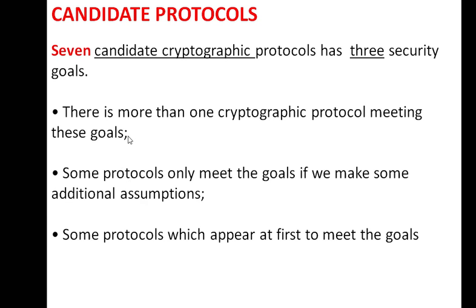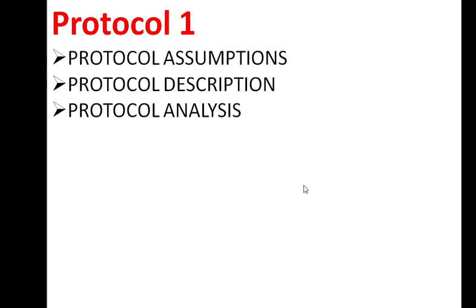So, candidate protocols: there are seven candidate protocols, and they have three security goals. There is more than one cryptographic protocol meeting these goals, and some protocols only meet the goals if we make some additional assumptions, and some protocols appear at first to meet the goals. So first we will discuss protocol 1. For each protocol we have to discuss these three criteria: assumptions, description and analysis.